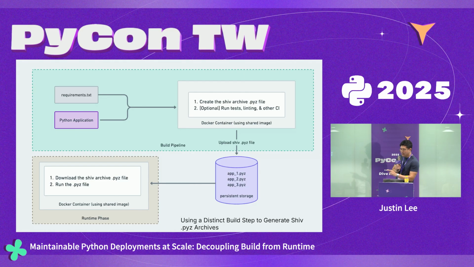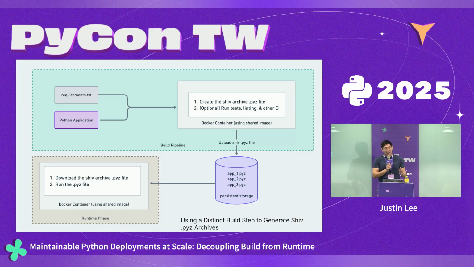The Python dependencies are defined in the requirements.txt file on the top left. And the Python application, defined right underneath it, are passed into a Docker container that generates it into a single Shiv archive. And this gets uploaded into persistent storage. When the application runs, it launches a Docker file using the same Docker image that it was built on. All it needs to do is download the Shiv archive file and run it.